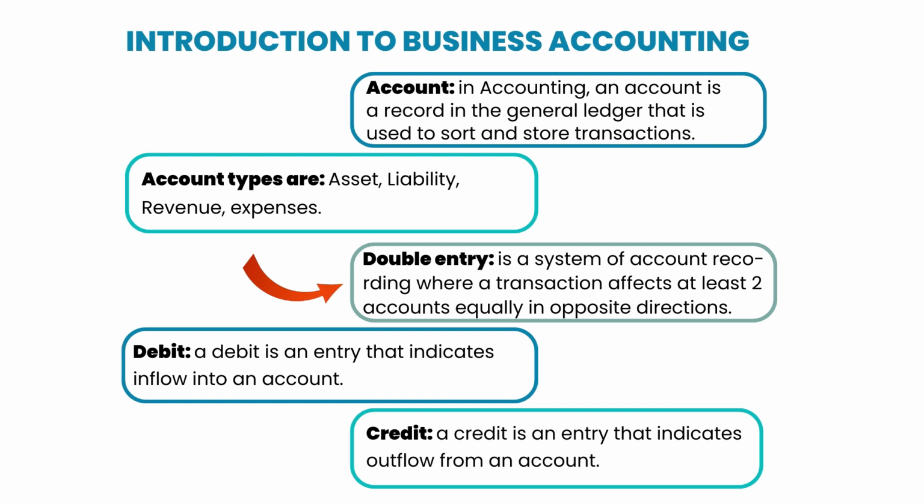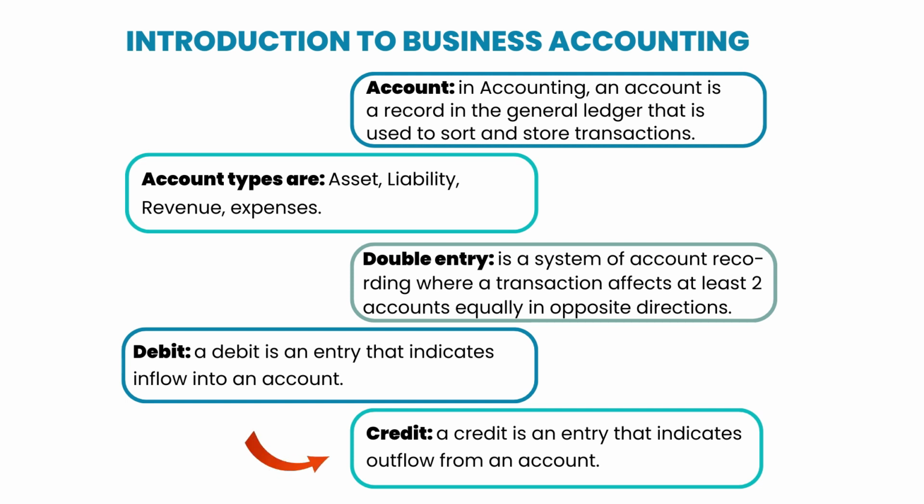We also have another term that we call debit. A debit is an entry that indicates inflow into an account. So when there's an inflow of money into an account, it is generally referred to as debit. And then credit is the opposite, which is an outflow from an account.